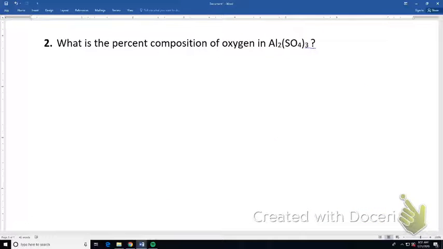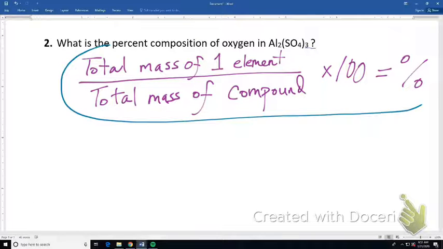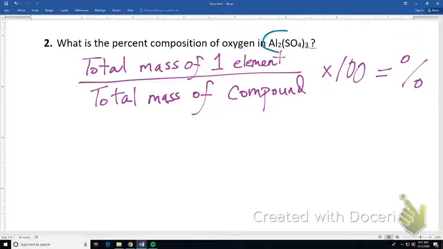A little bit harder example would be this question right here. So once again, we're going to have to use this equation. Total mass of one element divided by the total mass of compound. And this one is, what is the percent composition of oxygen in Al2(SO4)3? So I'm going to get the entire molar mass first. Let's start with that.